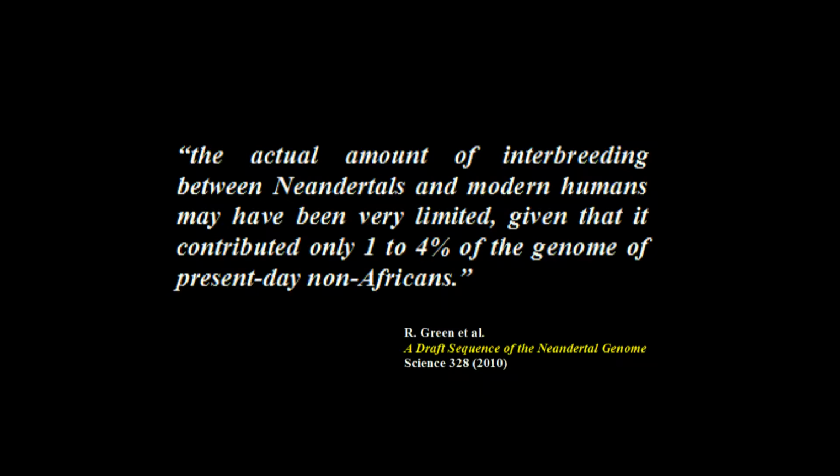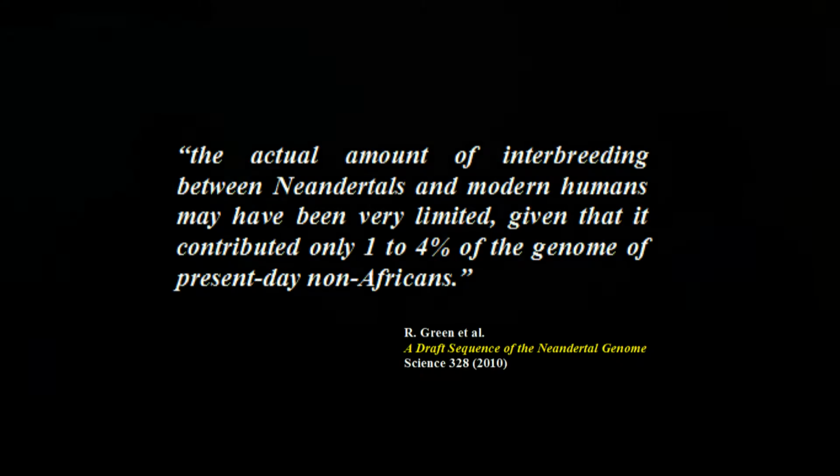That's one issue. But let's assume you finally concluded that you've got all these strings. Well, if you match the strings, you say, well, yeah, there's a 2%, a 4%, a 10% match, because you just look at the strings, and that part is objective, or at least should be. But it's not. Here you see how they play with the numbers. Here's Green 2010, the seminal paper on the genome: The actual amount of interbreeding between Neanderthals and modern humans may have been limited, given that it contributed only 1 to 4% of the genome of present-day non-Africans.